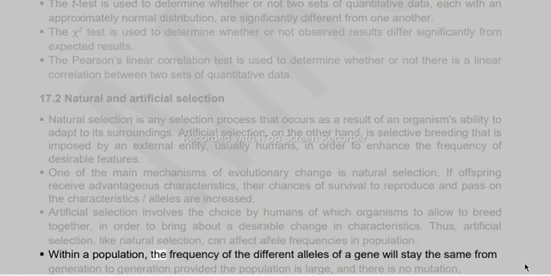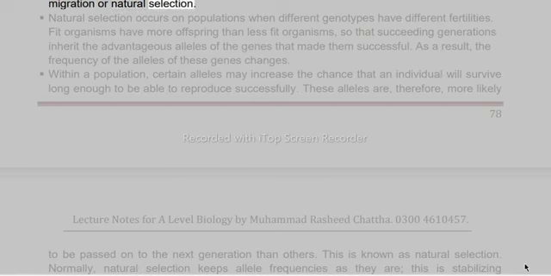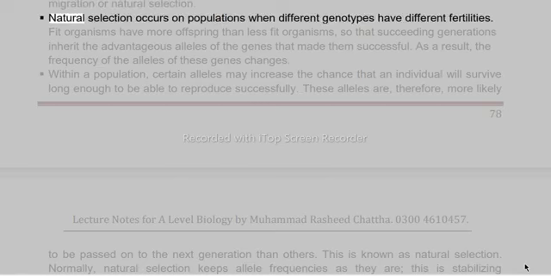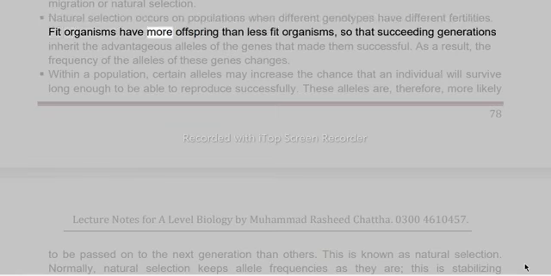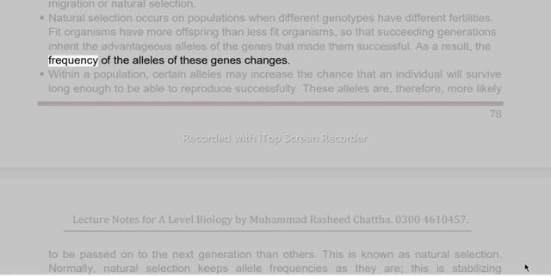Within a population, the frequency of the different alleles of a gene will stay the same from generation to generation provided the population is large, and there is no mutation, migration or natural selection. Natural selection occurs on populations when different genotypes have different fertilities. Fit organisms have more offspring than less fit organisms, so that succeeding generations inherit the advantageous alleles of the genes that made them successful. As a result, the frequency of the alleles of these genes changes.